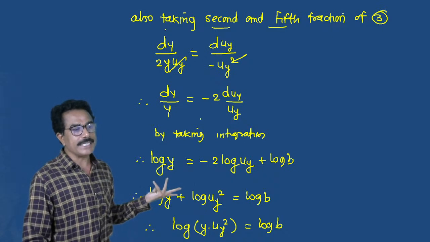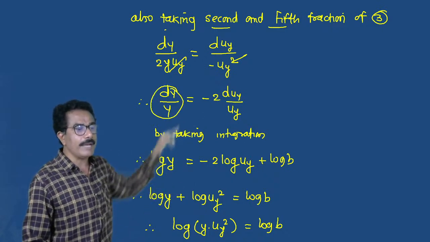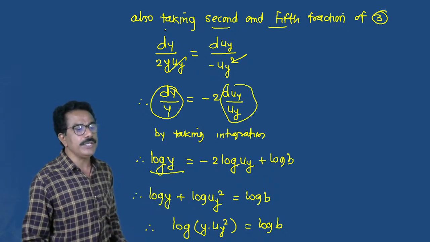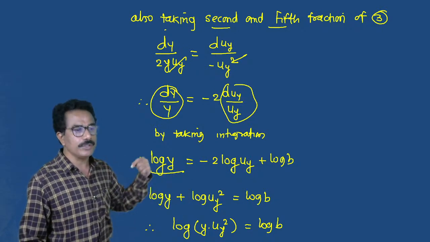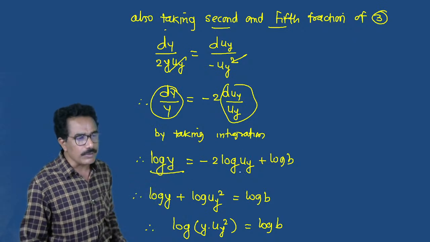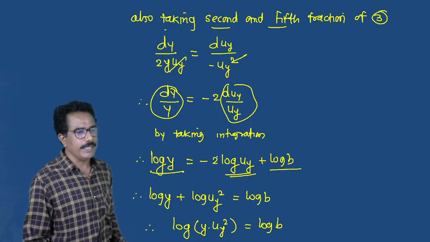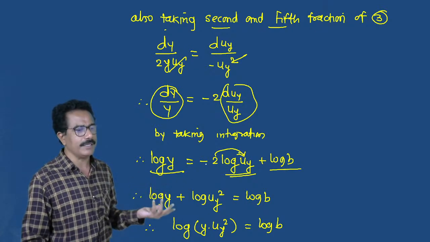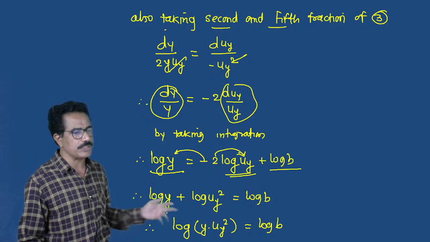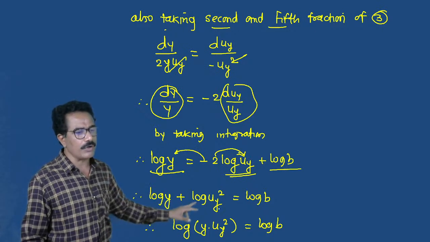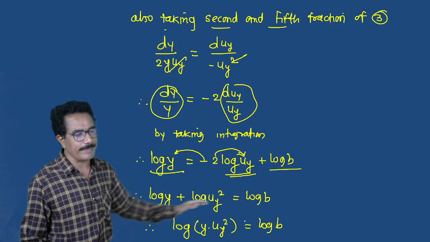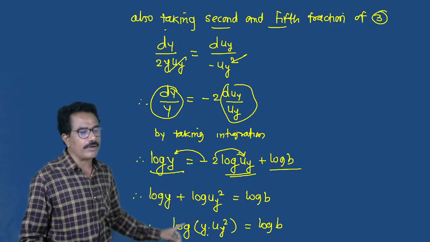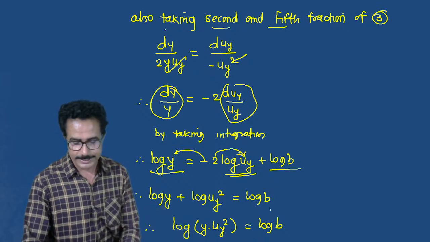Again you can take the integration. So integration of dy upon y is log y minus 2y, integration of du upon uy is log uy plus log b. Now you can take 2 in the exponent form and this negative you can take on a positive. So log y plus log of uy bracket square is equal to log b. So this addition we can convert into the product, log of y into uy square is equal to log b.